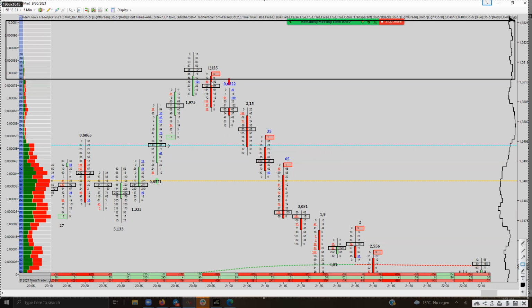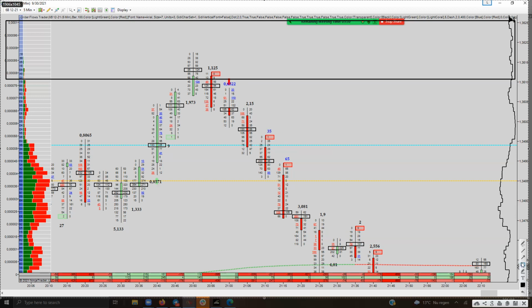Now what we see here, because I want to sell, but before selling, I want some buyers to be trapped. I want some buyers to try for the last time, so that these buyers are getting absorbed by some real sell passive limit orders.